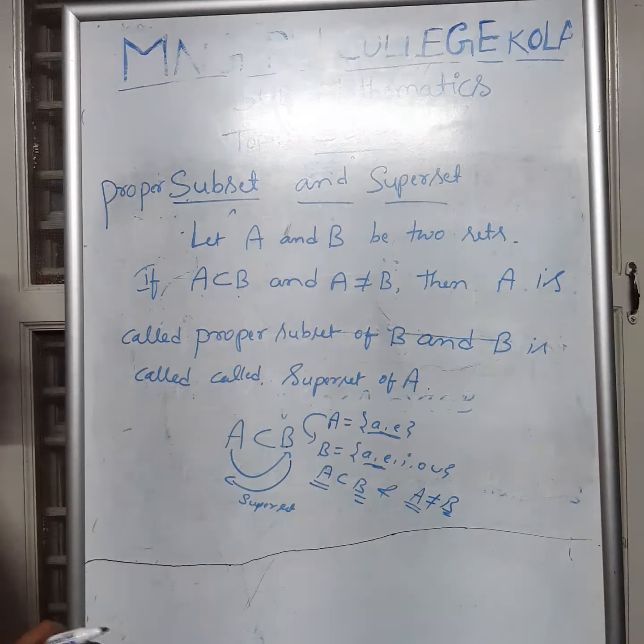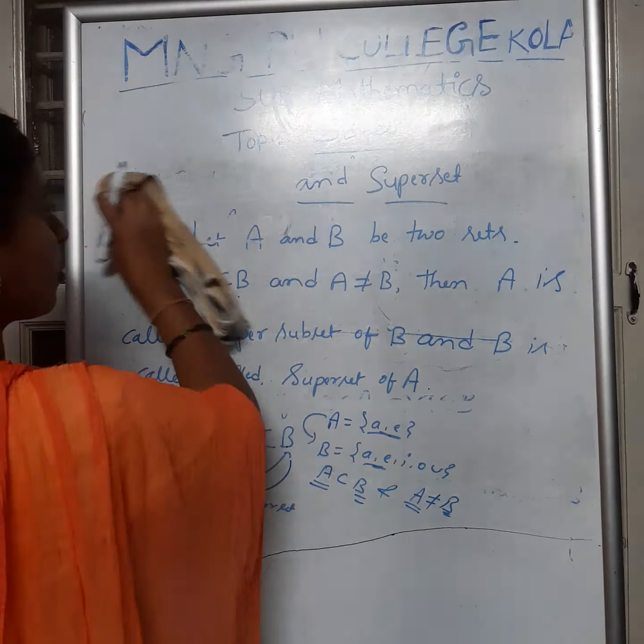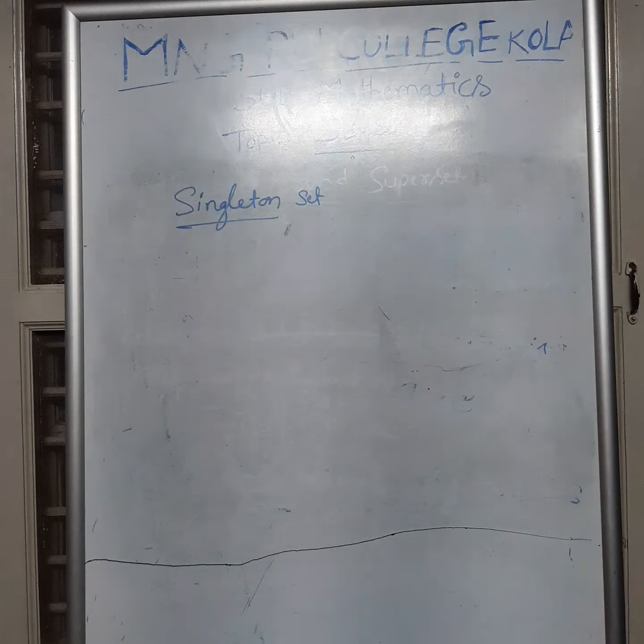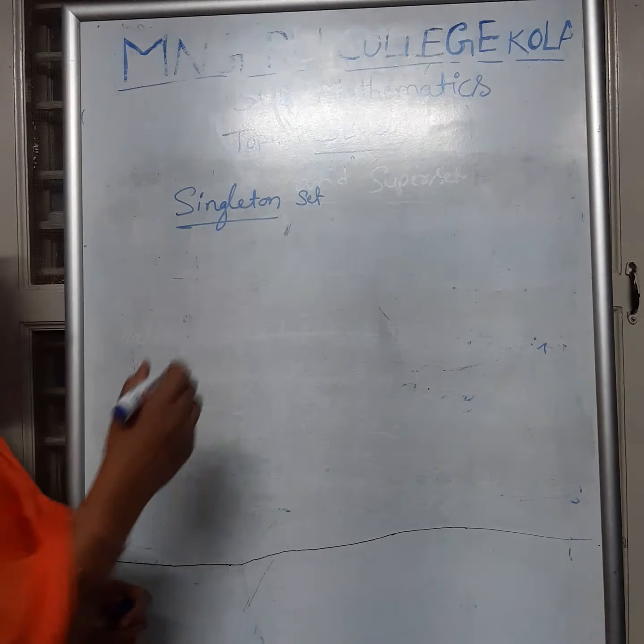In the same way, what do we call a singleton set? What is the meaning of singleton set? Which set will I say is a single set? Singleton set. If set A has only one element, we call it a singleton set.